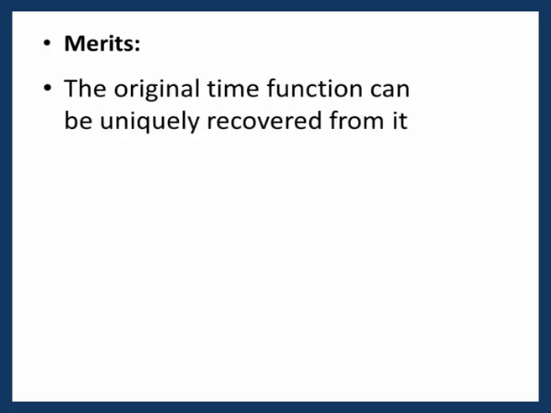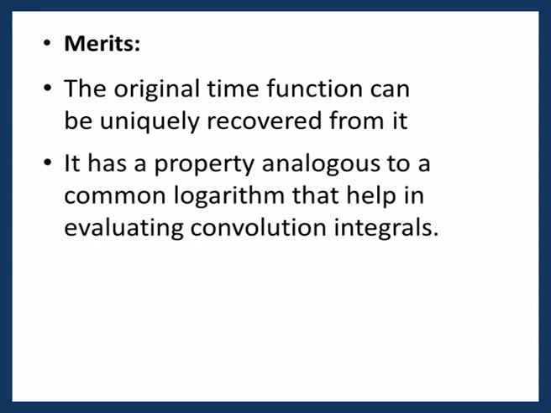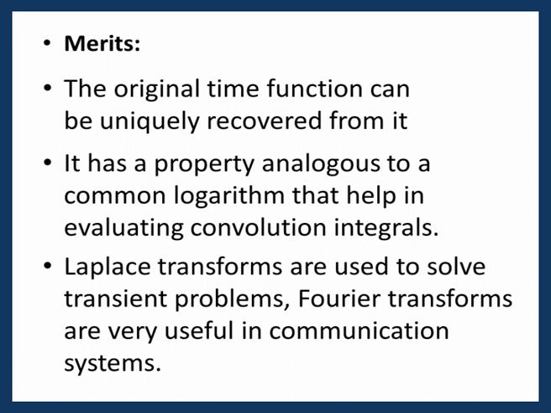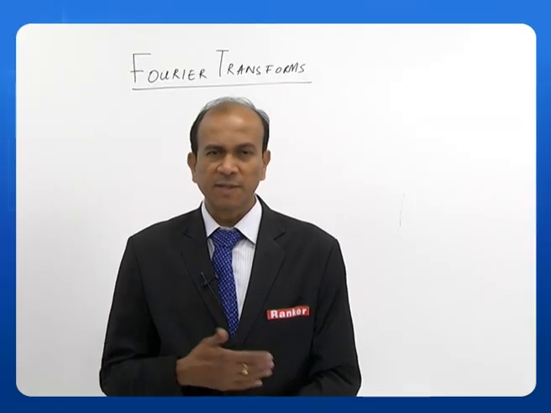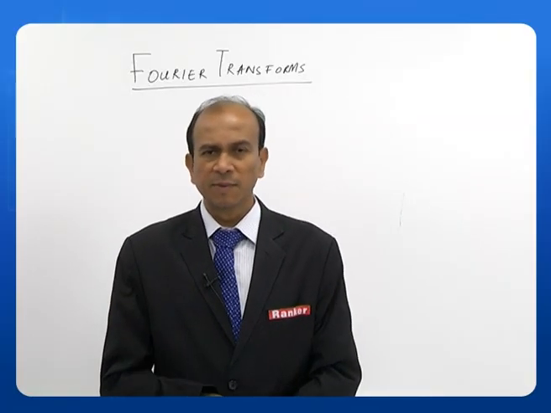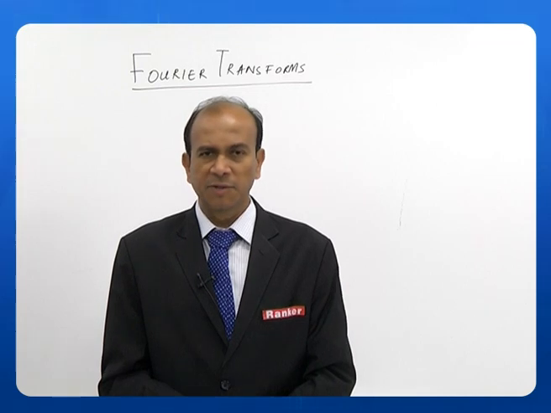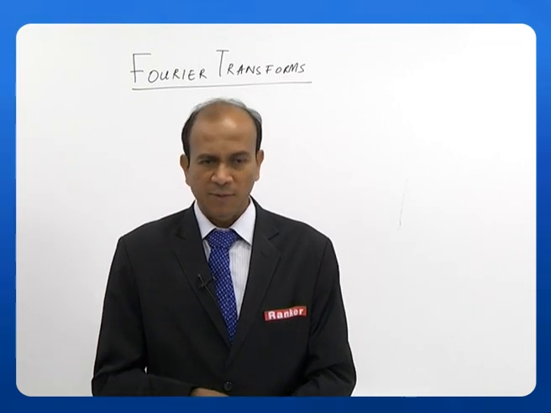The first merit is that the original time function can be uniquely recovered from it. The second point is it has a property analogous to a common logarithm that helps in evaluating convolution integrals. The Laplace transform is used to solve transient problems, whereas Fourier transforms are very useful in communication systems. So whenever there is a transient involved, we always go for a Laplace transform, and whenever we talk about a communication system, we always use a Fourier transform.